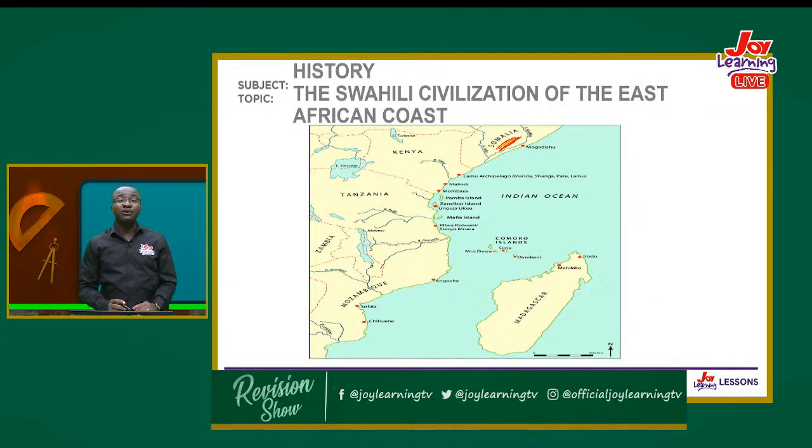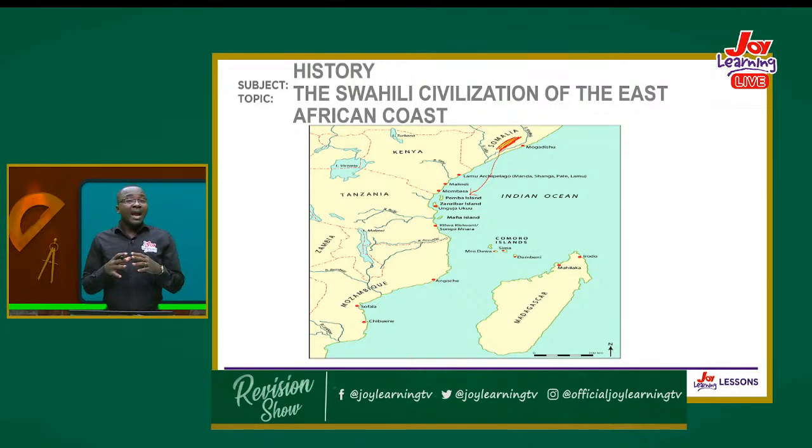Okay, so we can see Somalia here. The central part is looking at from Somalia down to the island of Pemba, or Pemba Island. They referred to this territory as the Zanj.